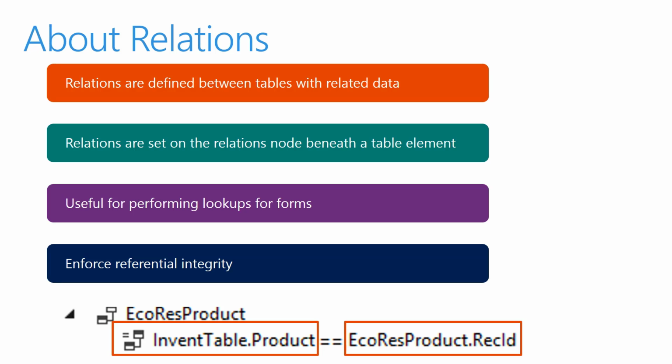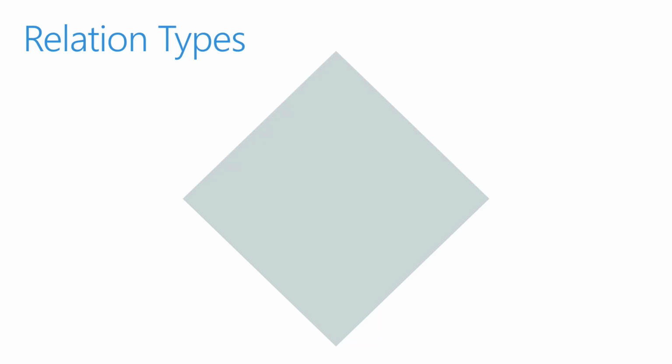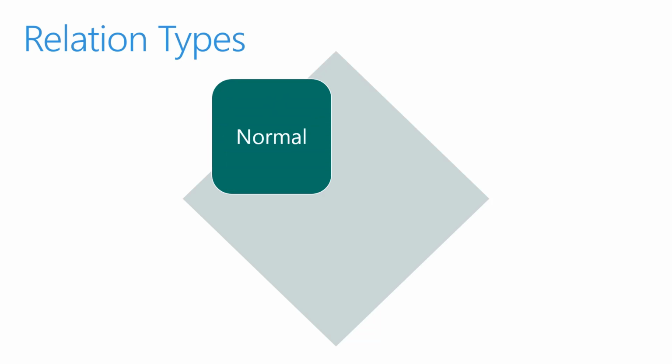Now let's take a look at some of the different relationship types and how they work in Dynamics 365 for finance and operations development. The first relation type is called a normal relation. A normal relation is used to specify relations without conditions. So there's two things to note with this. In the field property, we select the field in the current table that relates to the field in the related table. In the related table field property, we select the field in the related table that relates to a field in the current table.